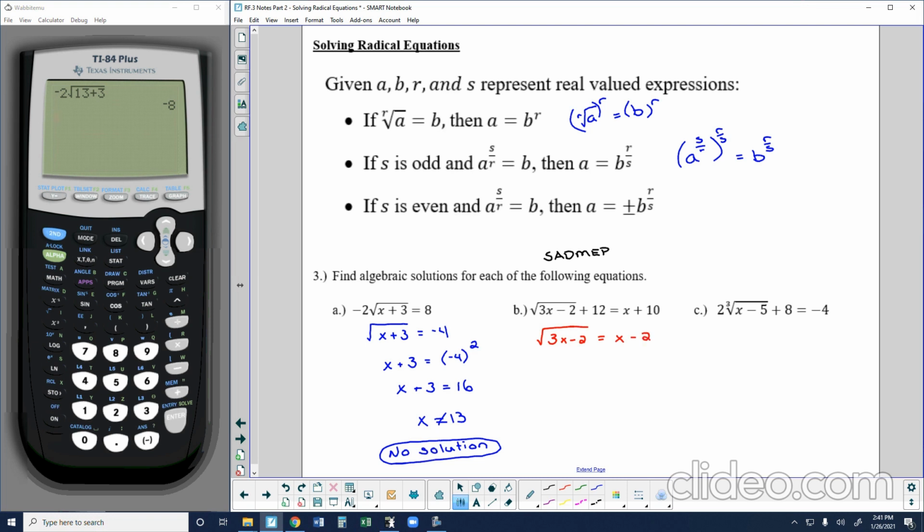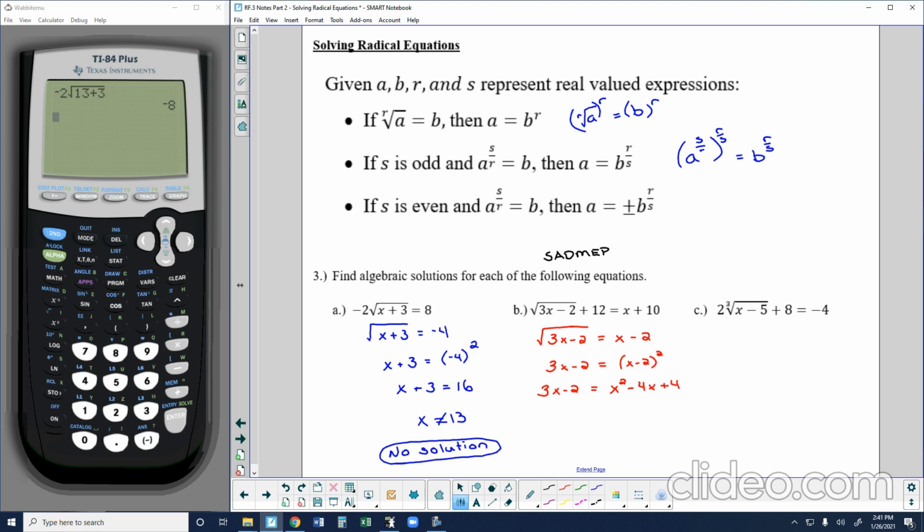Now I can get rid of the square root by squaring both sides, which would leave me with the radicand, 3x minus 2, equal to x minus 2 squared. So I'm going to have to do a little extra work here. I'm going to have to square out this x minus 2, which would be x squared minus 4x plus 4, using our rules there. Now I've created a quadratic equation, so I need to solve my quadratic equation.